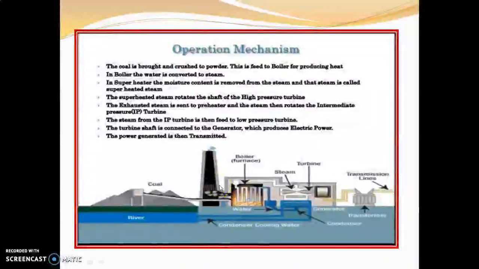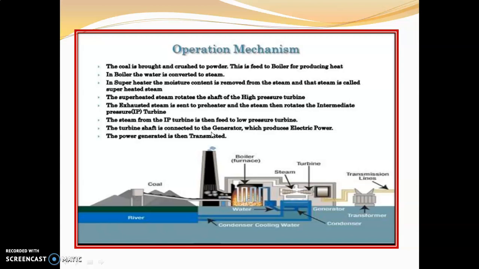Now we are going to discuss the functions of the equipment used in the coal power plant. Initially, the coal is brought and crushed into powder. This coal is fed to the boiler. The main function of the boiler is to burn the fuel and produce steam. In the superheater, the moisture content is removed from the steam and it is called superheated steam. Then the superheated steam rotates the shaft of the high pressure turbine. The main function of the turbine is to convert heat energy into mechanical energy. The turbine shaft is connected to the generator.